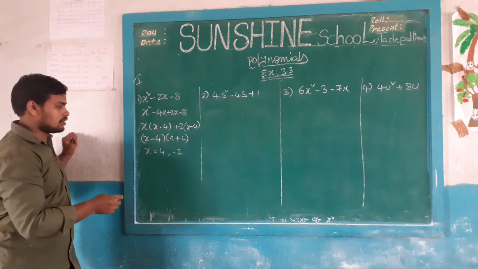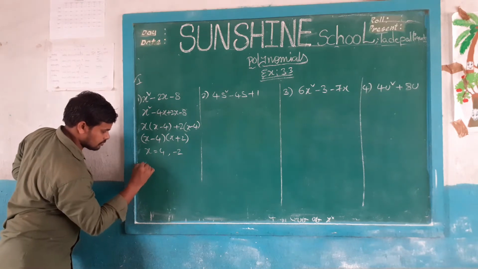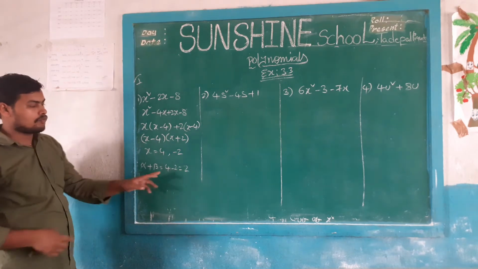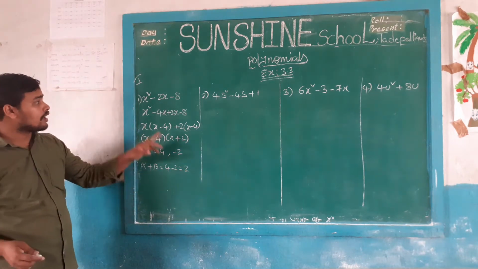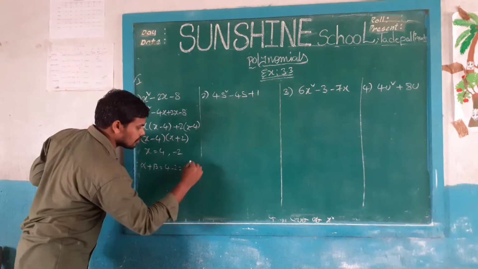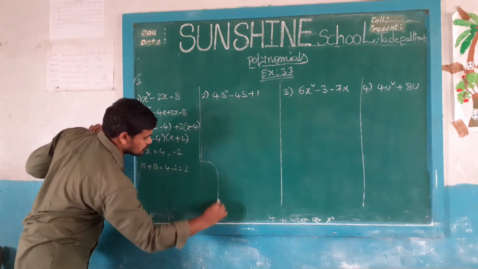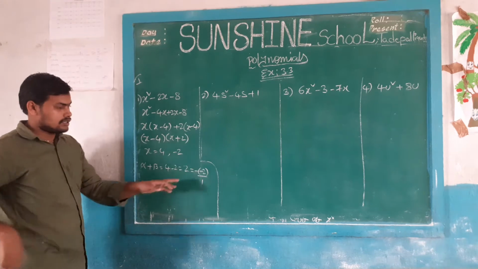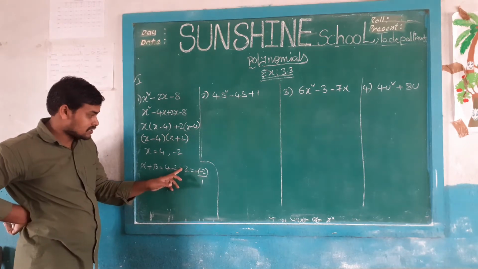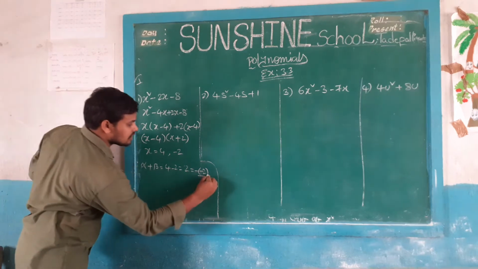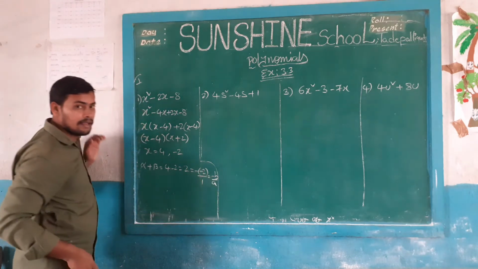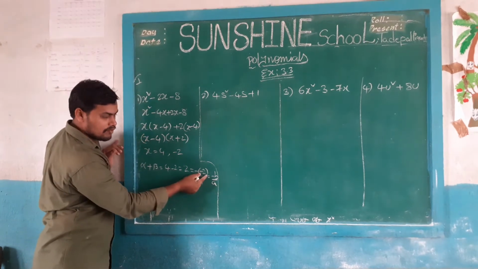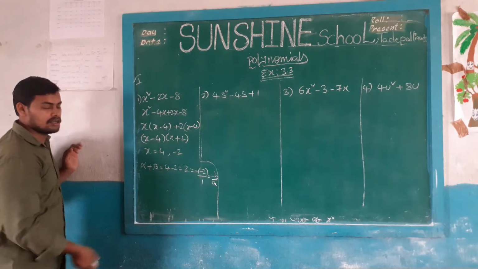So 4 minus 2 is 2. Here 2 can be written as minus of minus 2. Is it right or wrong? Minus minus plus 2. So it can be easily written as minus b by a. What is the b value here? b value is minus 2. So it is minus of minus 2 by a. This is the relationship between zeros.